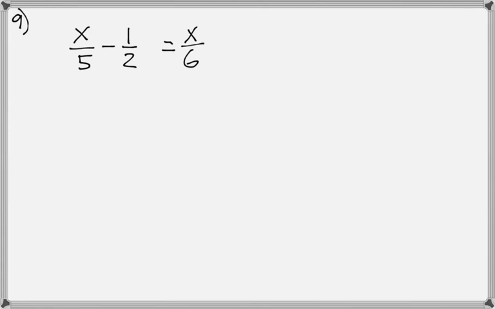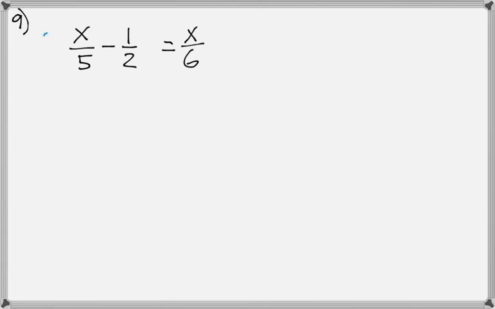So actually our first step is to get rid of the fractions. And we can do that if we multiply by the lowest common denominator, or what's called the LCD. So the LCD of 5, 2, and 6 is going to be 30. It's the lowest number that they all go into.